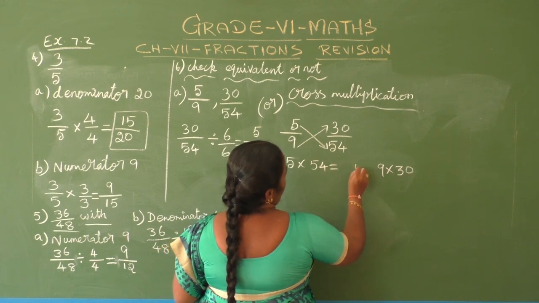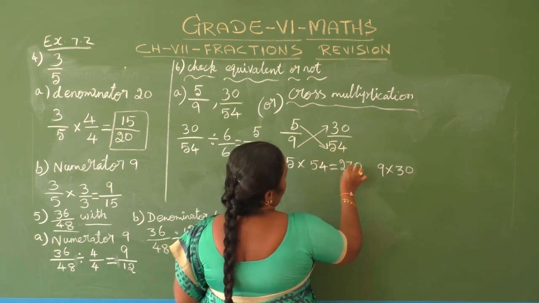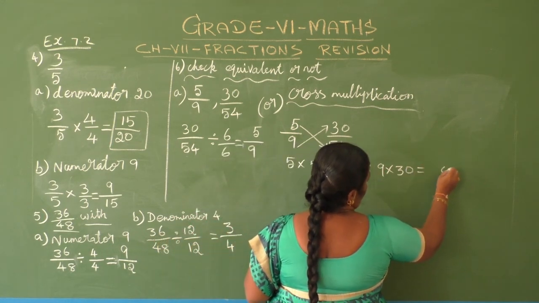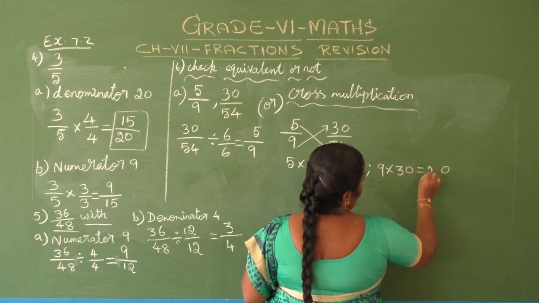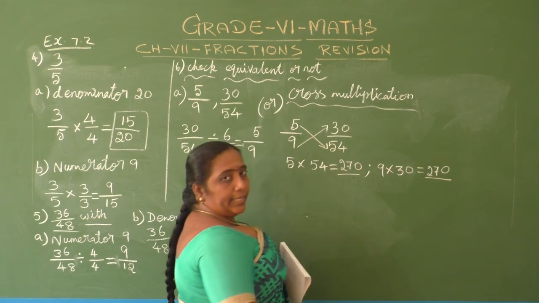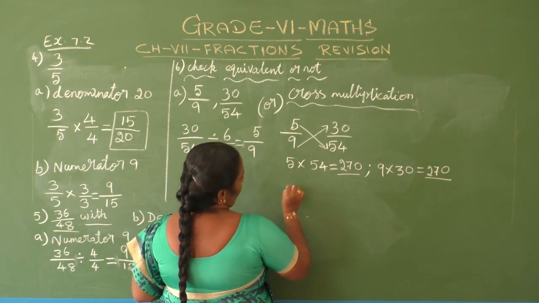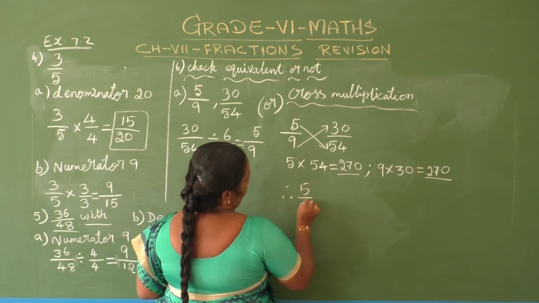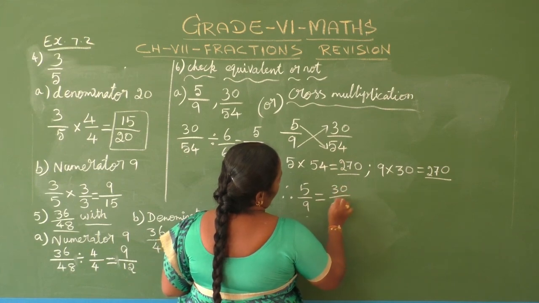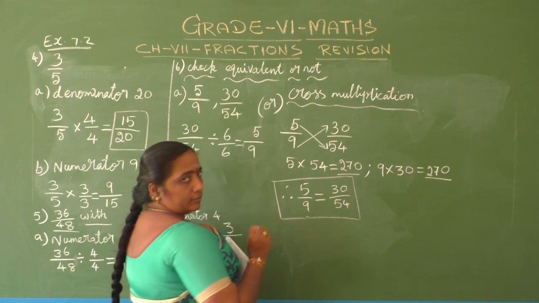5 4s are 20, 0, remaining 2, 5 5s are 25, 25 plus 2, 27. Right, here, 9 zeros are 0, 3 9s are 27. See, both answers are same only, 270, 270. That means both are equivalent fractions. Therefore, 5 by 9 equals 30 by 54. This is the answer. Okay?